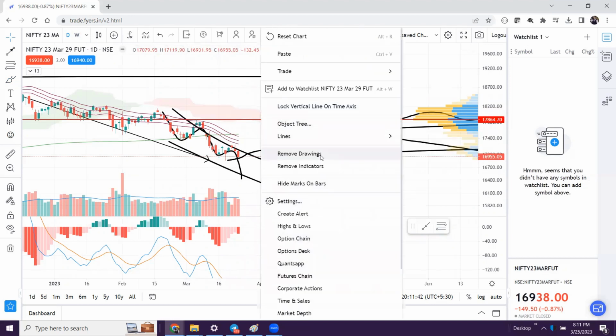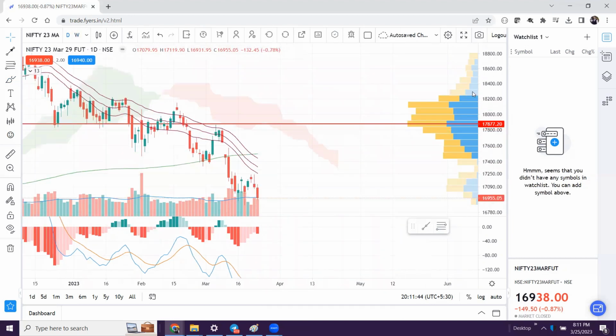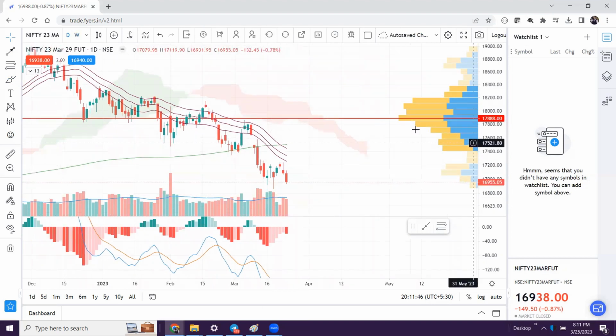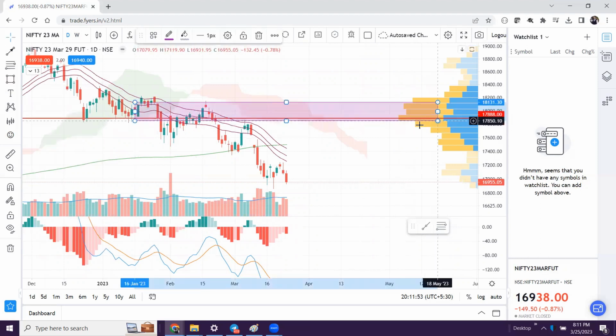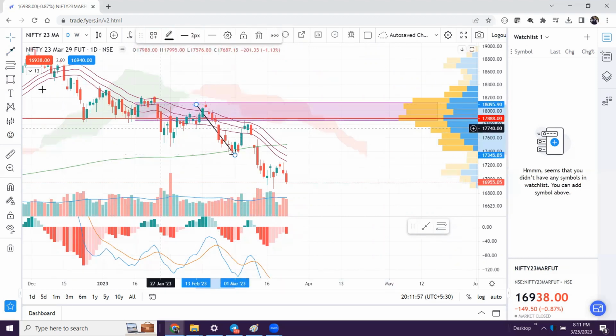One more important point: if I remove all this, you can see the volume profile. You can see the power of the point of control at this part, which means once you broke this level on the downside, you can see how important this resistance proved out.